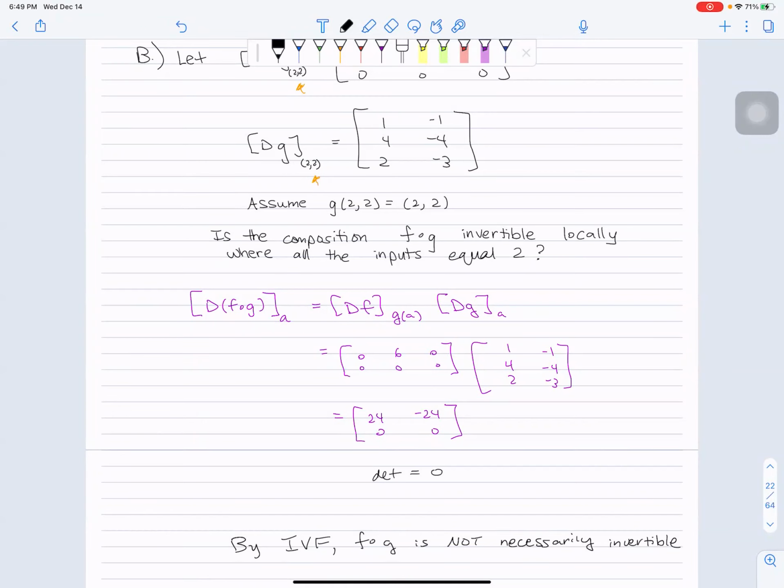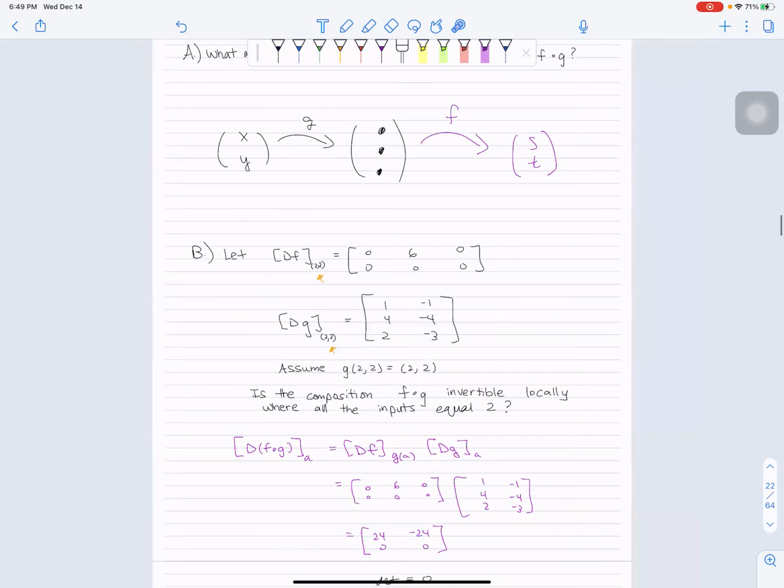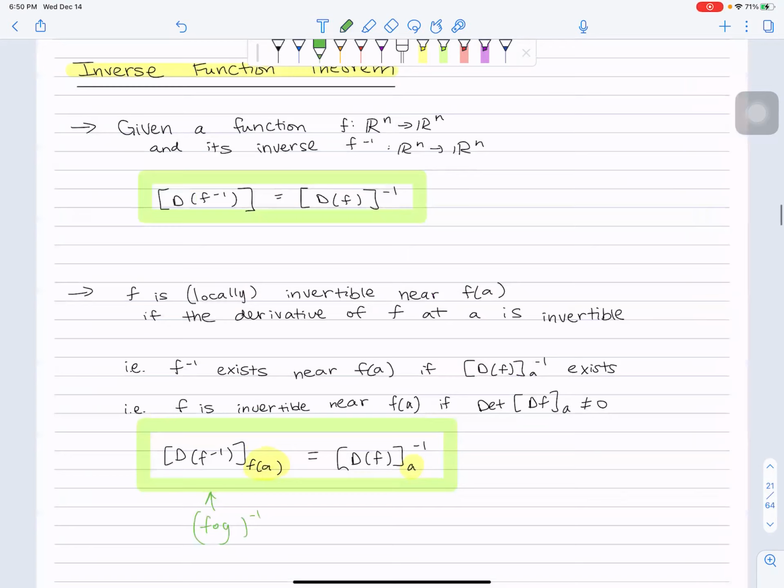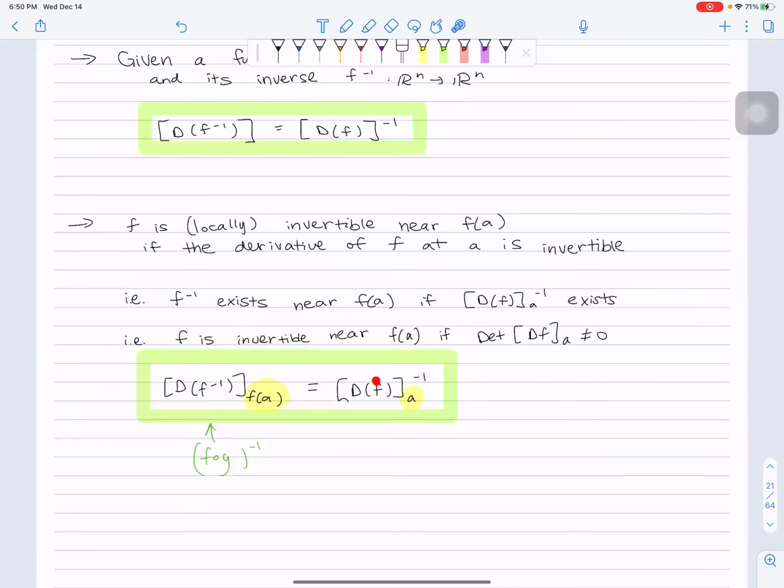Can I ask, why does the derivative being invertible imply the function is invertible? Yeah, so that goes to what the inverse function theorem says. If I found that the derivative of the composition is invertible, that means this inverse does exist, meaning that f of g inverse does exist. So if I just deal with f, for example, and I get that df is invertible, that means this f inverse must have existed. So that's why, yeah.